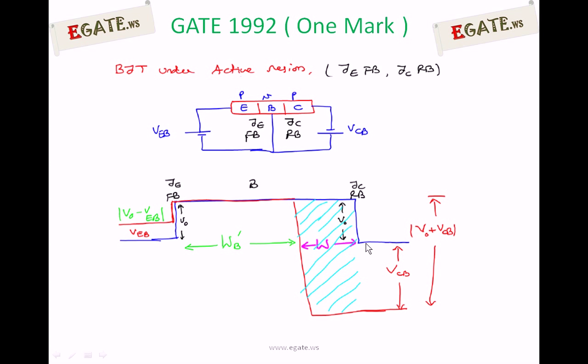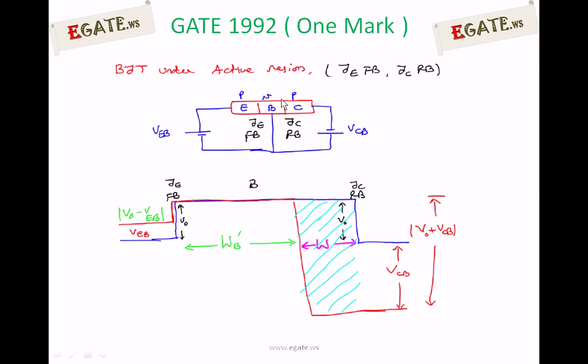So this blue line indicates, under open circuit, the height of the potential barrier, which is V0. Now we are applying reverse voltage, so the height of the potential barrier increases by that much. So VCB is the applied reverse voltage. Because of that, the height of the potential barrier under reverse bias is V0 plus VCB. This is the effective height of the potential barrier under reverse bias. JC is getting reverse biased.